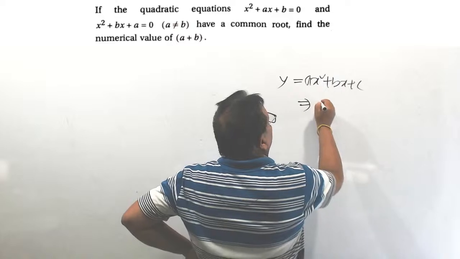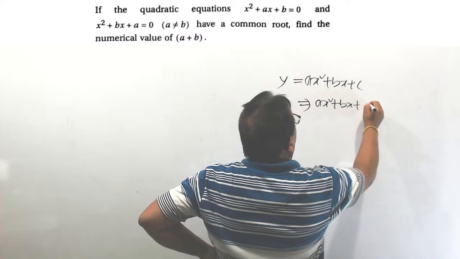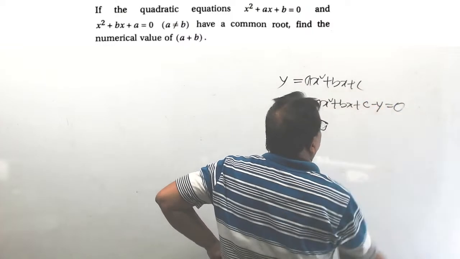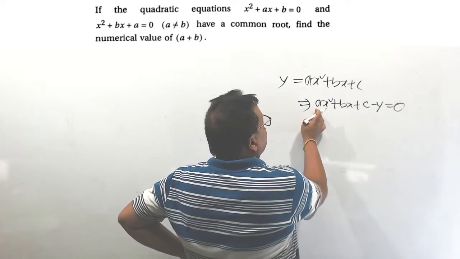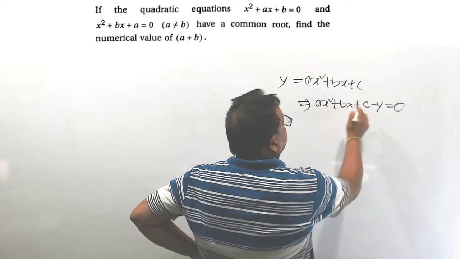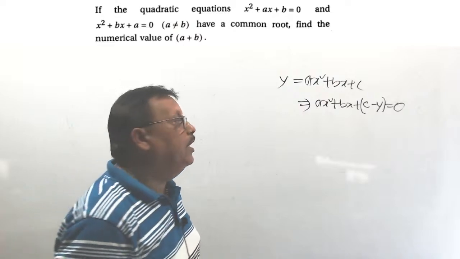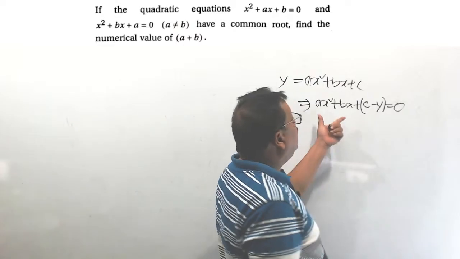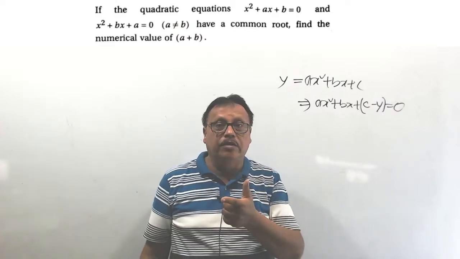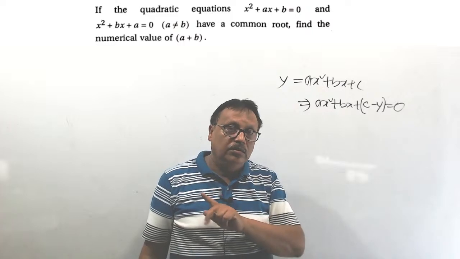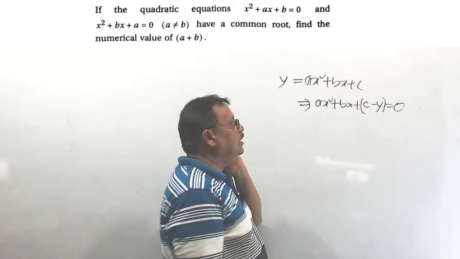Understood? Okay. That is, you can write ax square plus bx plus c minus y equals to 0. Understood or not? So, the coefficient of x square is a, the coefficient of x is b, and the constant term is c minus y. Now, for real values of x, the maximum and minimum values, that means for real values of x. There is no other case, imaginary or undefined, only real values.